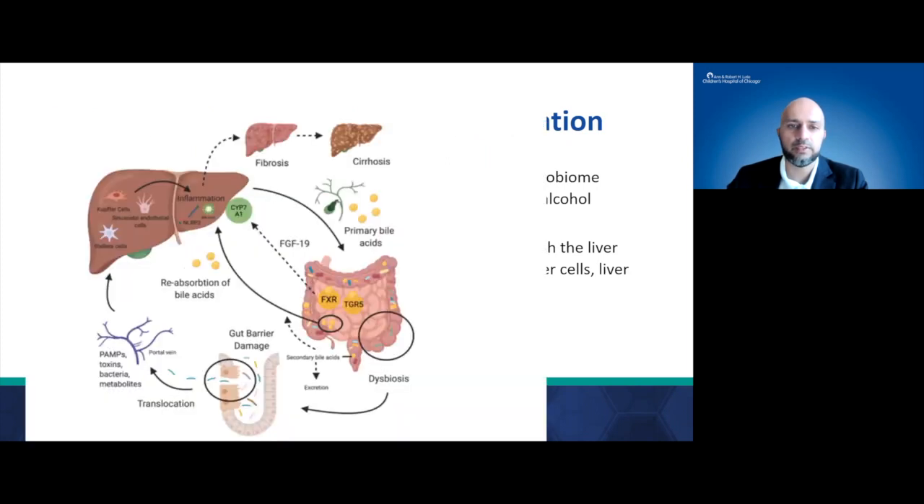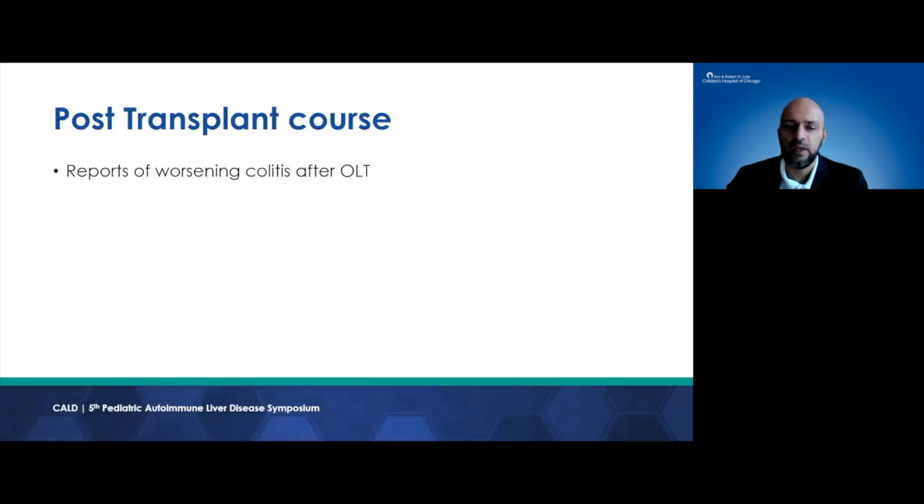This is shown here in this graph. If you look starting at the bottom right, you have dysbiosis, which causes gut barrier damage, leading to bacterial translocation, going through the portal vein into the liver, and affecting the liver cells there, causing inflammation, fibrosis, and cirrhosis. The liver itself produces primary bile acids, which interact with the gut microbiome. After a transplant in a patient who's had PSC, there are reports of worsening colitis.